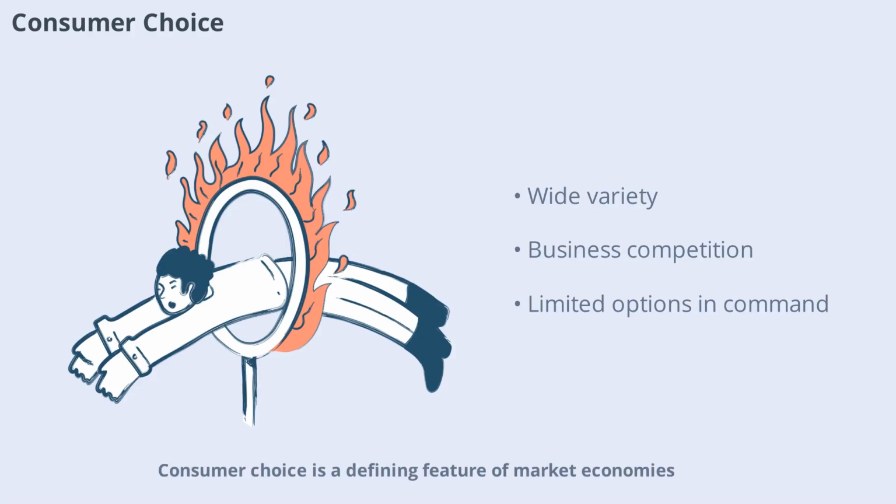Consumer choice is a defining feature of market economies. People can choose from a wide range of products and services, and businesses compete to attract customers. In command economies, choices are often limited as the government decides what is produced and available. This difference has a big impact on daily life and satisfaction.